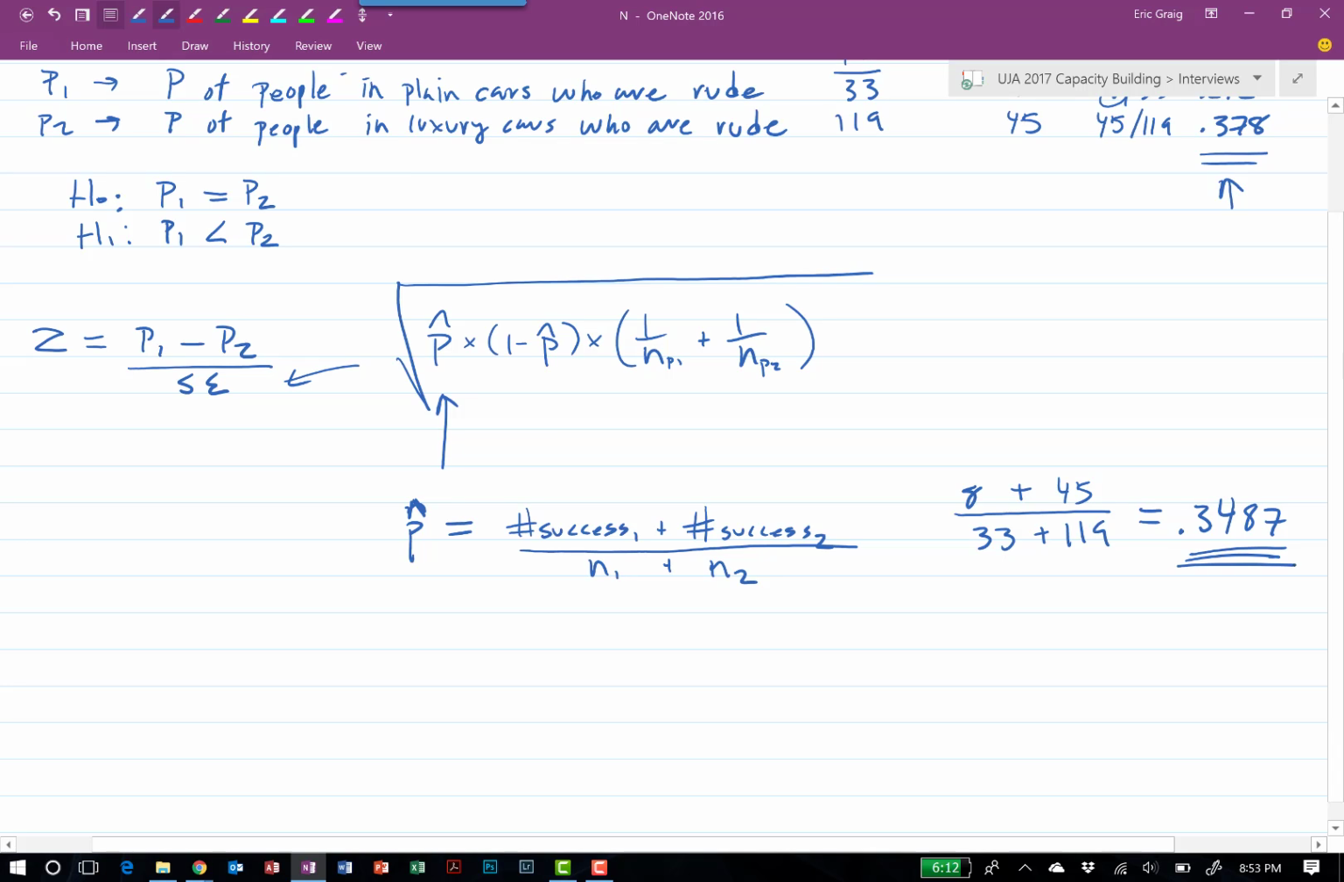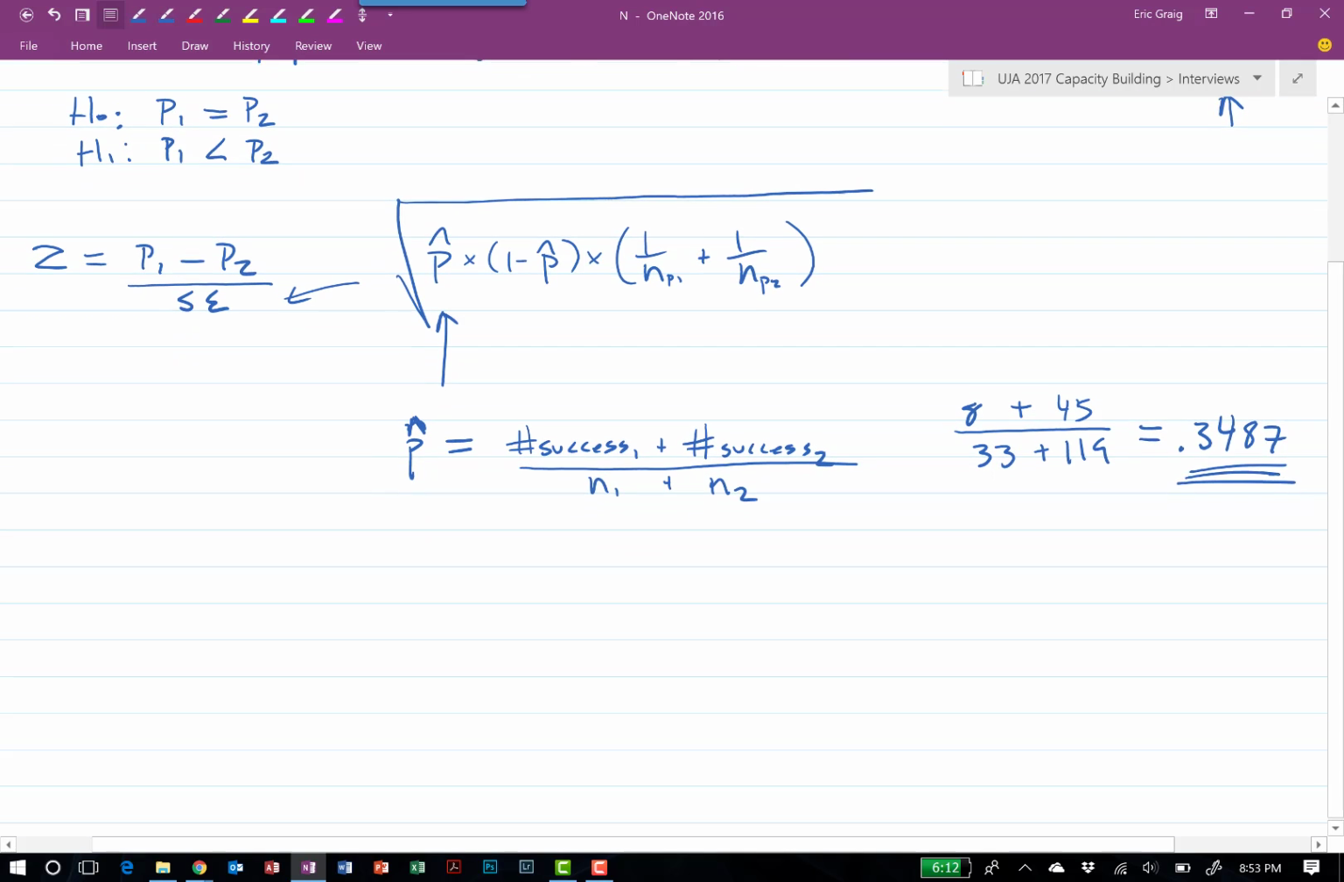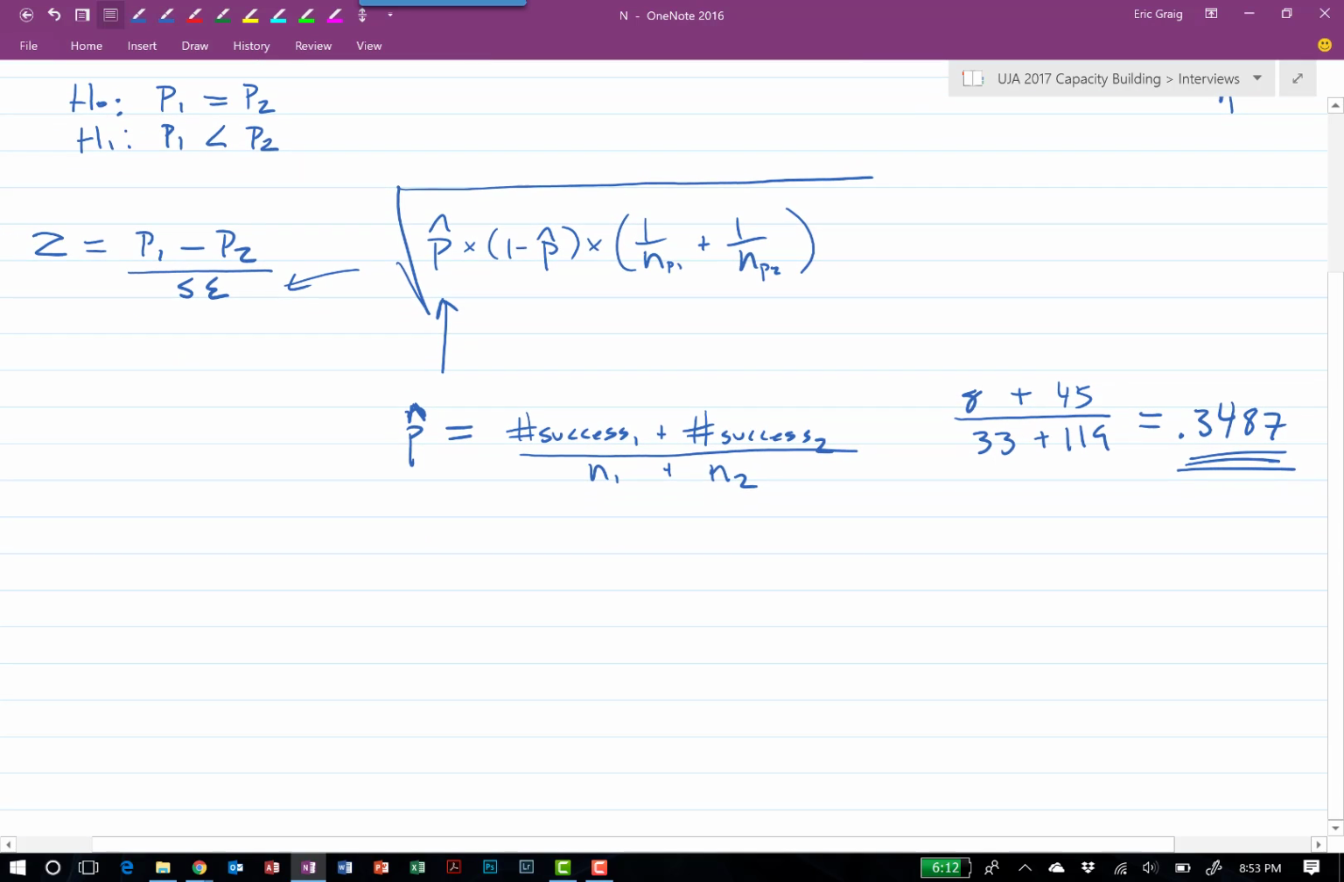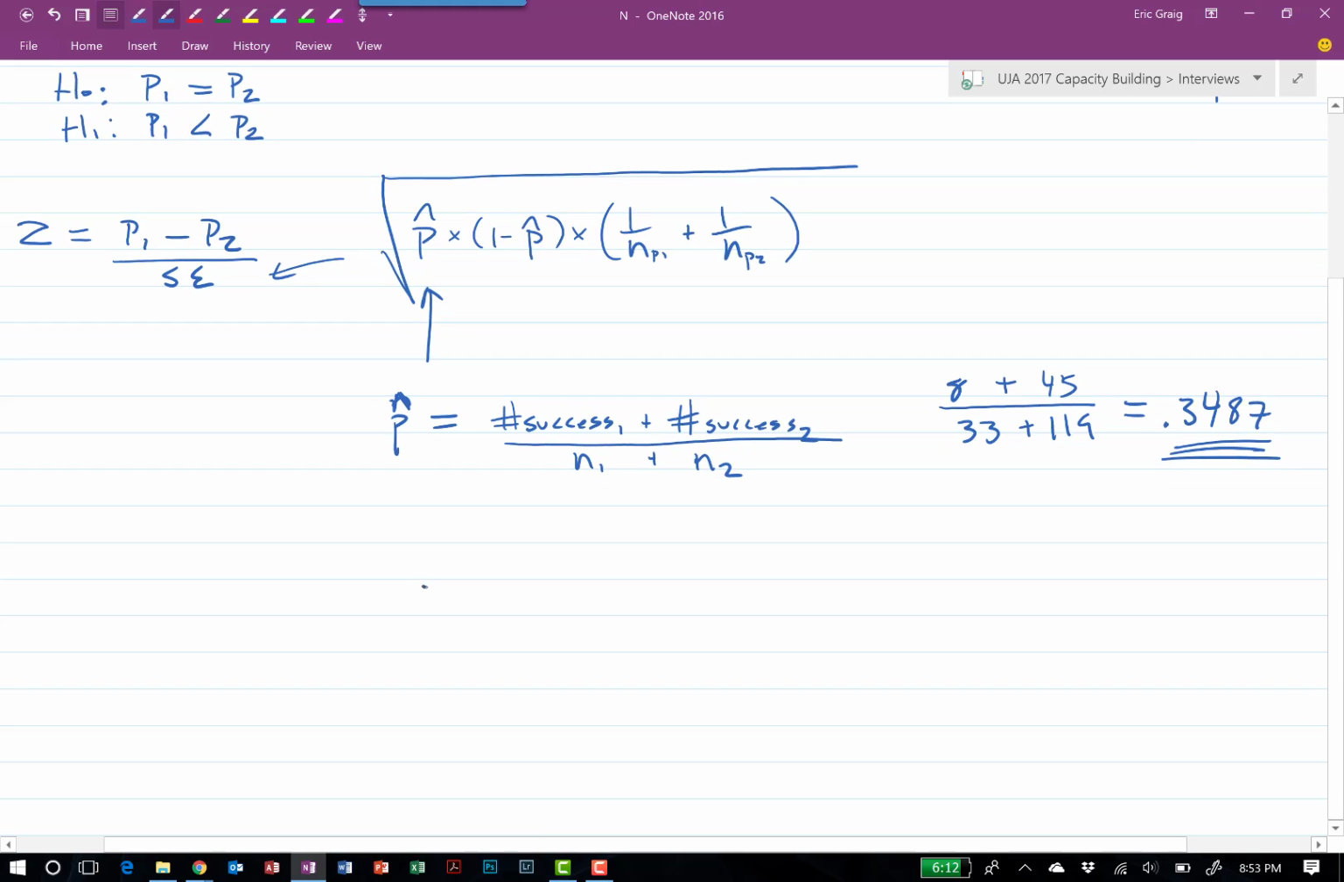With p hat, we can now figure out the sample standard deviation, or rather the pooled standard deviation. So let's do that bit of math. That is going to be 0.3487 times 1 minus 0.3487 times 1 over 33 plus 1 over 119.